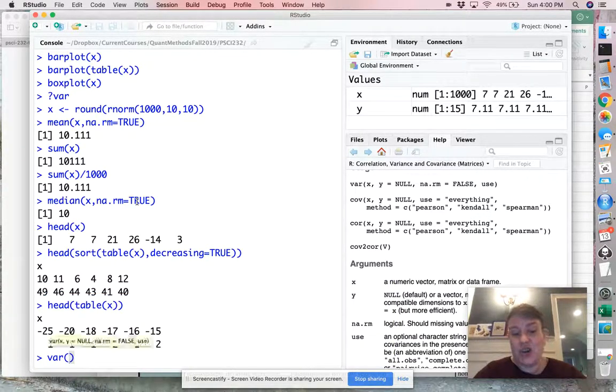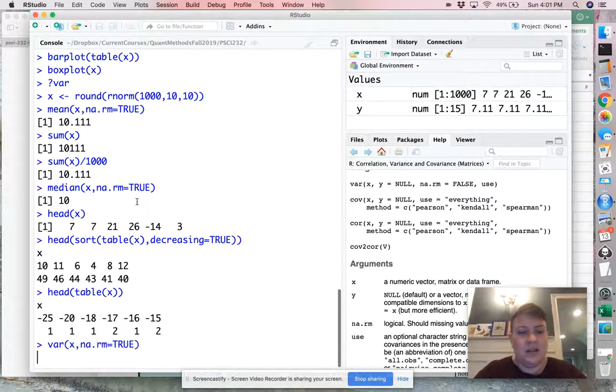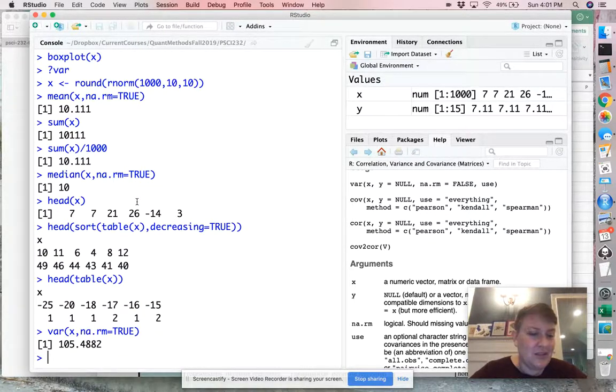The function looks exactly like the functions for median and mean. That is, we take var x, comma, na.rm equals true. And it's 105.4882. Why is it so big? It is so big because the variance is a squared measure.